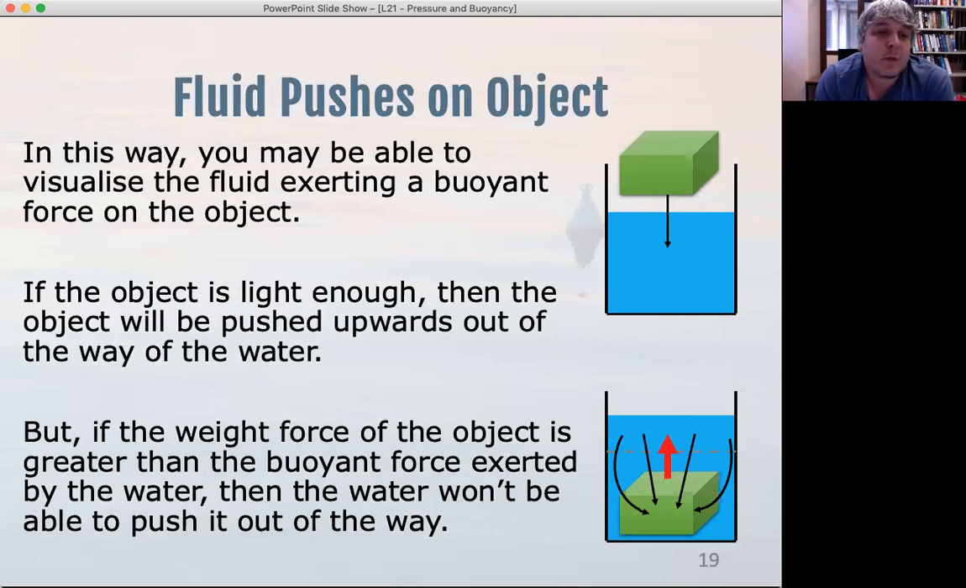So that's one way to think about the buoyant force. It's just the water trying to push the object out of the way. If the weight force of the object is greater than the buoyant force, then the water can't push it out of the way. The buoyant force isn't enough to accelerate the object upwards, so the object will stay sunk and the water will just have to be higher. But if the buoyant force is greater than the weight force, then the water will be able to push the object up, the object will end up on top of the water, and the water will be back down the bottom where it wanted to be as it got pulled by gravity.